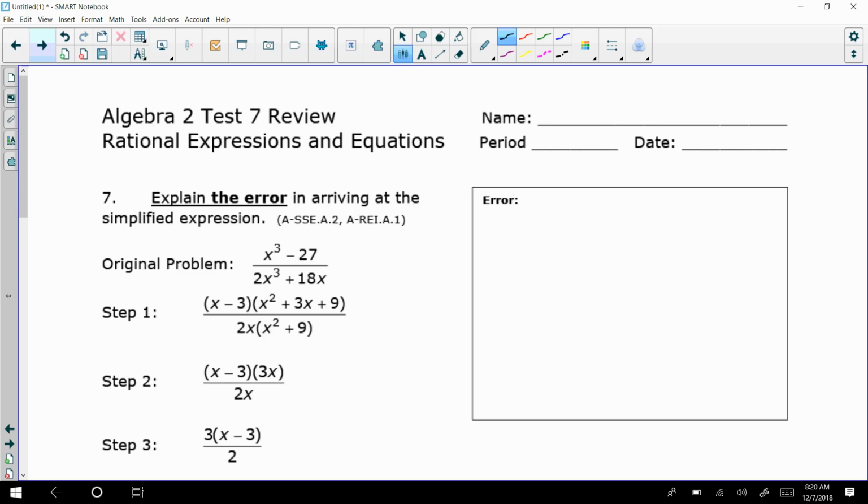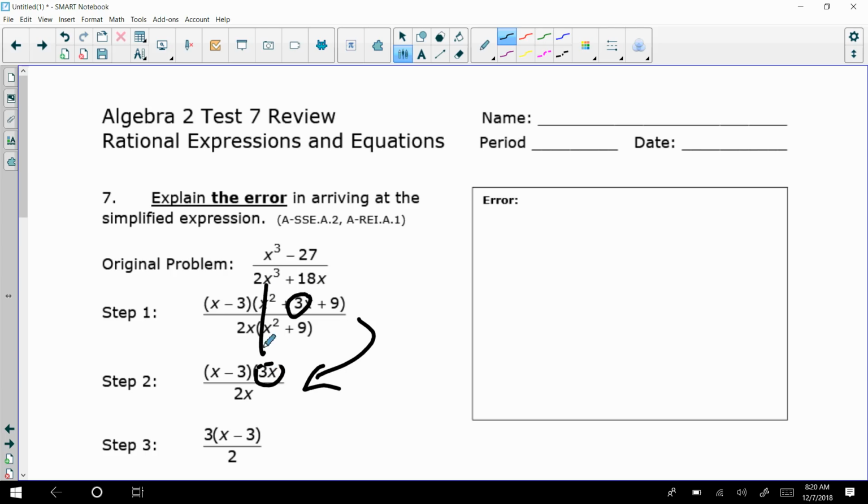So we checked their factoring. It looks like they did their cubes right. They took out their GCF correct. Now, it appears like from this step to this step, something weird happened. So what the heck happened? Well, I noticed that there's a 3x, and I noticed that there's a 3x here. So where the heck did everything else go?